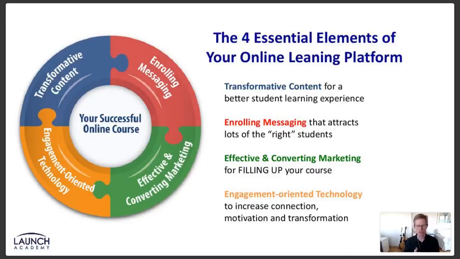So we're going to go through these 4 essential elements, which starts with transformative content. That's for creating a better student learning experience and having students really come out of it as raving fans of you as a teacher and of their experience in the course. And then 2 is enrolling messaging, and that's about attracting lots of the right students to your course. You really want the students that are right for you in your program, so you don't get people who don't know why they're in the course, wondering, why am I here? So enrolling messaging is about how you attract those people.